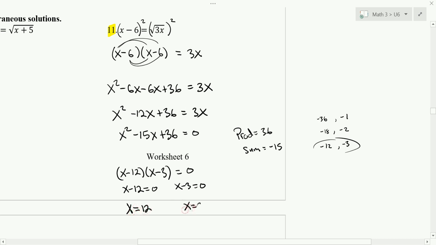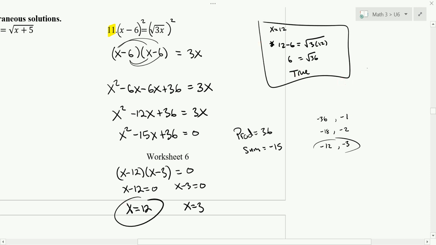and x is 3. But remember, we may have an extraneous solution, so we need to check to make sure this works out. If x is 12, then going back to our very original equation before we squared both sides, we'd have 12 minus 6 is equal to the square root of 3 times 12, or 6 is equal to the square root of 36. That's true. So we keep x equals 12, and then try x equals 3.